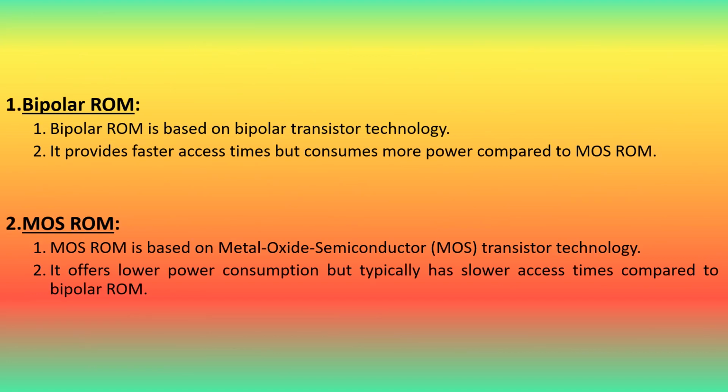Bipolar ROM. Bipolar ROM is based on bipolar transistor technology. It provides faster access times but consumes more power compared to MOS ROM. MOS ROM. MOS ROM is based on metal oxide semiconductor, MOS, transistor technology. It offers lower power consumption but typically has slower access times compared to bipolar ROM.